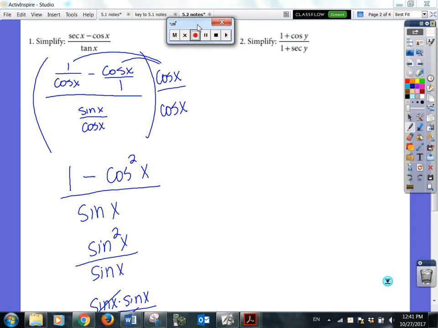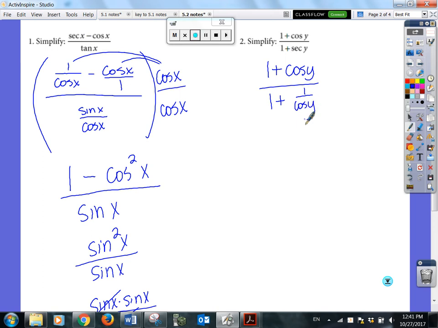All right, so this next one, 1 plus cosine y over 1 plus secant y. Again, neither one of those are identities, so there's nothing we can change. All of the Pythagorean identities have something squared. So the next step would be change everything to sines and cosines. Cosine and sine we want to leave alone, but this secant we can change to 1 plus 1 over cosine y.